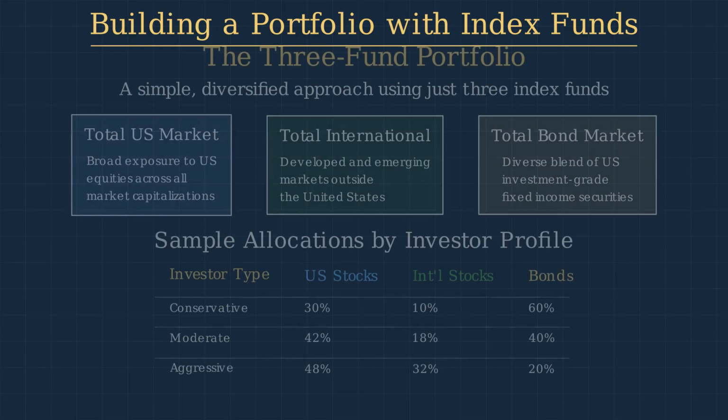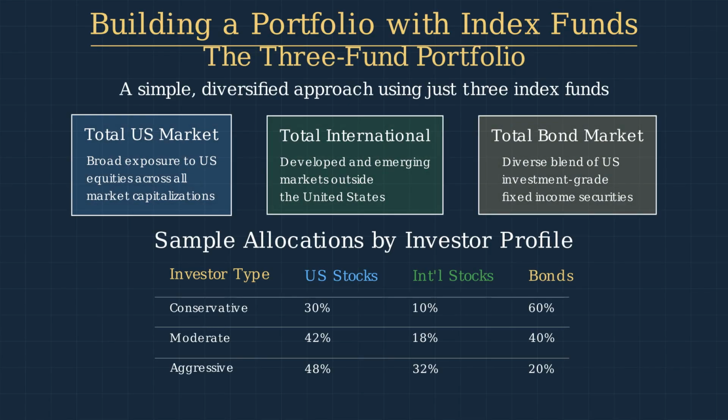A popular approach for index investors is the three-fund portfolio, consisting of a total U.S. market fund, a total international fund, and a total bond market fund. This simple yet effective strategy provides broad diversification across asset classes and geographic regions. Your allocation between these three funds will depend on your risk tolerance, with more conservative investors holding more bonds and aggressive investors focusing more on stocks.